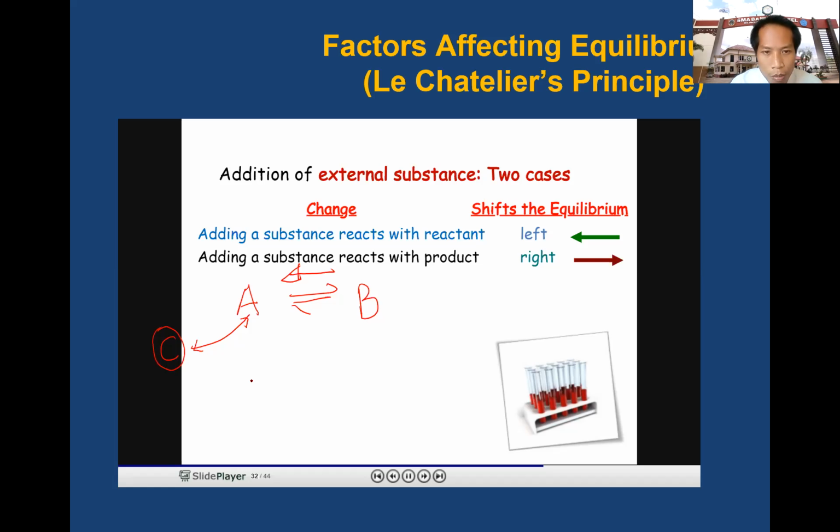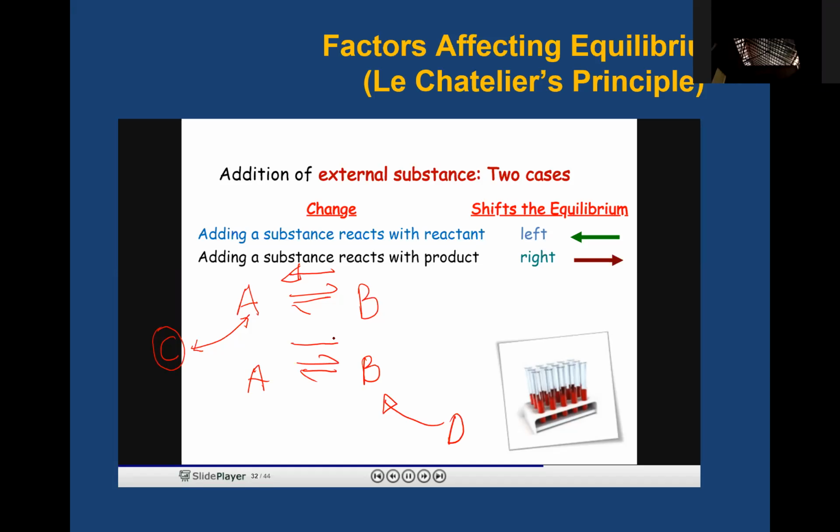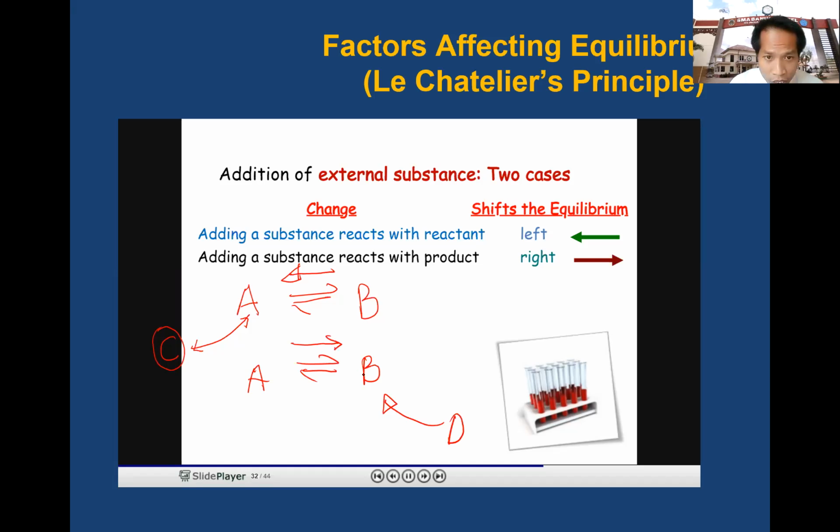And the same thing if I have the same reaction A and B, but this time I add D, which is reacting with B. So what will happen here? The reaction will shift to the right. Right, because B is decreasing, some of it is reacting with D, so the reaction will shift to the right. Okay, this is also another thing about the concentration. You can write this one. Do you have any question?